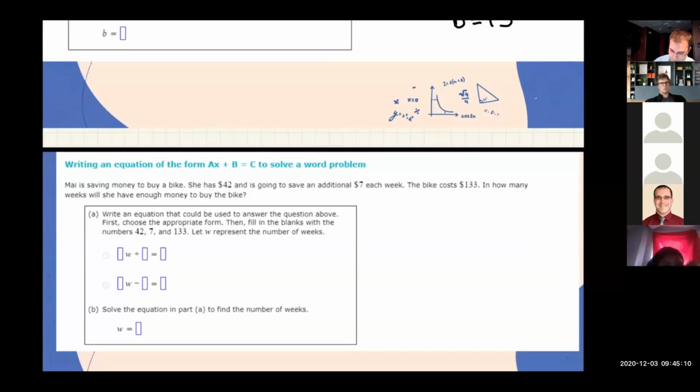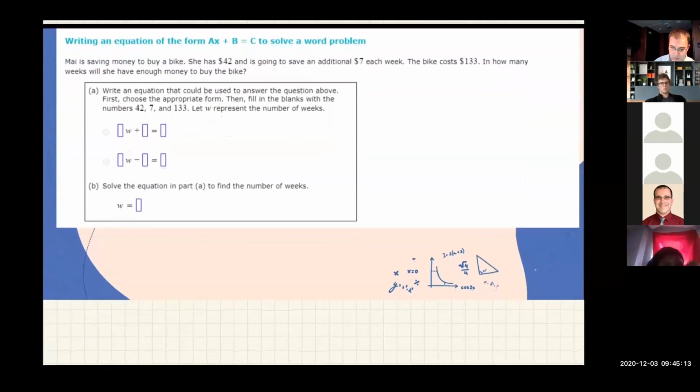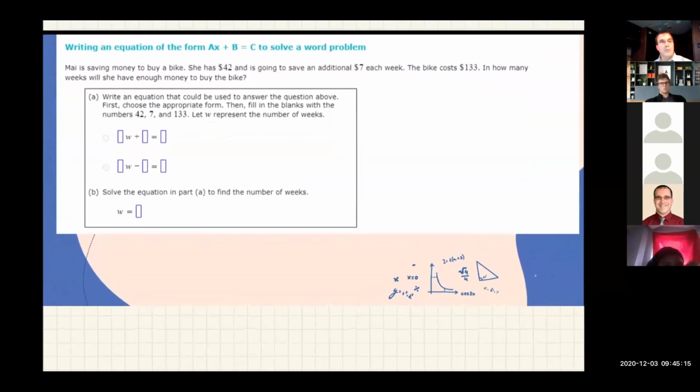If not, let's check out one more and then we'll quit. Maya's saving money to buy a bike. She has $42 and is going to save an additional $7 each week.